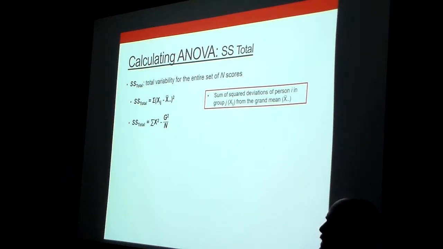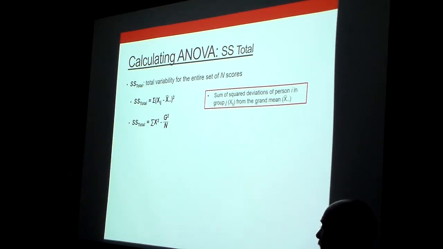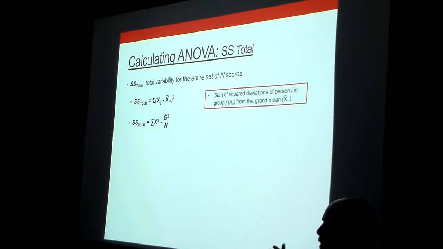And so again, if we took the mean of everybody in the whole set, right, and then ran a deviation score of everyone's scores from the grand mean, and summed those up, this would give us our sum of squares total. This is the total piece of the pie that we have to work with. This is all the variability in our data that we can go through and then split up.